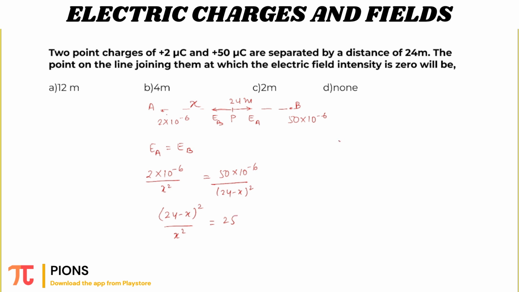So (24 minus x) whole squared upon x squared will be equal to 25. Taking the root on both sides, (24 minus x) over x will be equal to 5, and that will give us 24 minus x equals 5x, and 24 equals 6x, which means x is 4 meters. That's our correct answer, option B.